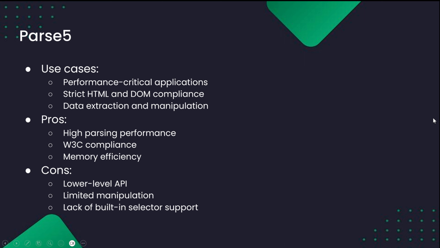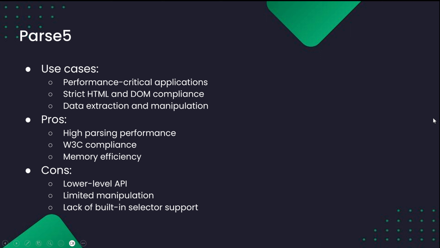The pros of Parse5 are its high parsing performance. Parse5 is designed for speed and efficiency, making it a great choice for performance-critical applications. Its W3C compliant parsing. Parse5 aims to strictly adhere to the HTML and DOM standards, ensuring compatibility and compliance with other HTML-centric tools and libraries. And memory efficiency. Parse5 is optimized for memory usage, allowing it to handle large HTML documents efficiently.